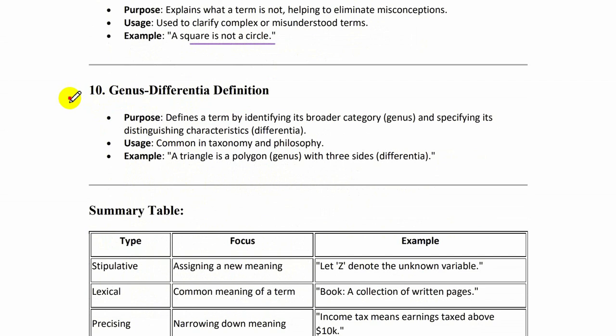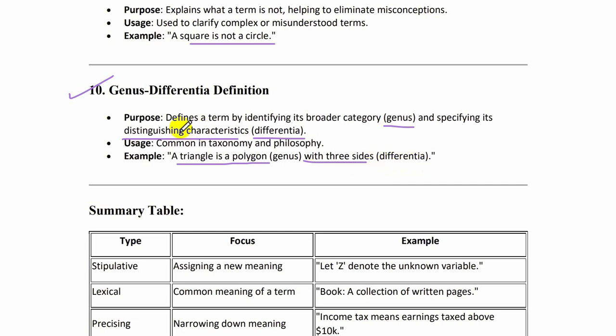Genus-differentia definition. This is important. We will be expanding on this particular topic. It defines a term by identifying its broader category, genus, and specifying its distinguishing characteristics, differentia. It will be clear by example. Common in taxonomy and philosophy. For example, a triangle is a polygon with 3 sides. A polygon is a genus. A triangle is a polygon, which is the genus, with 3 sides, which is the differentia.